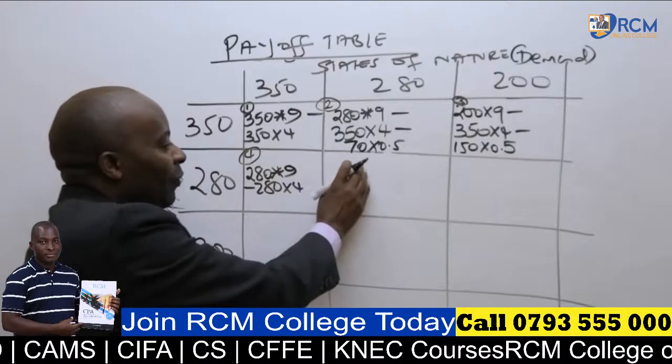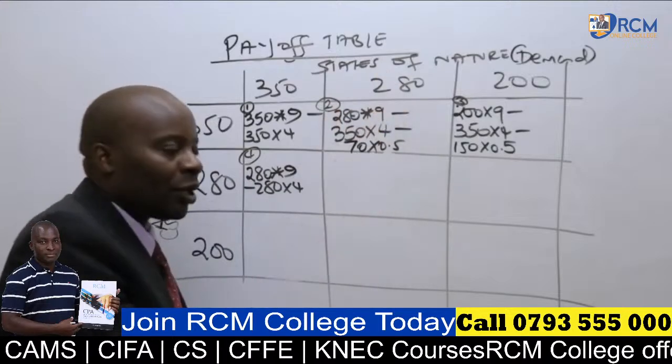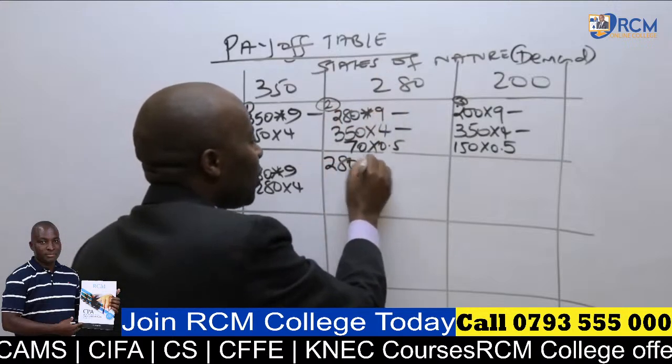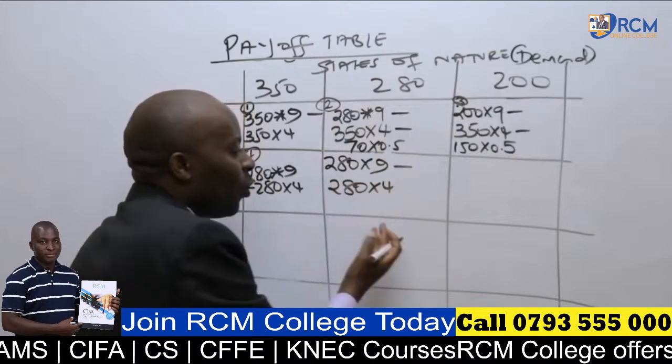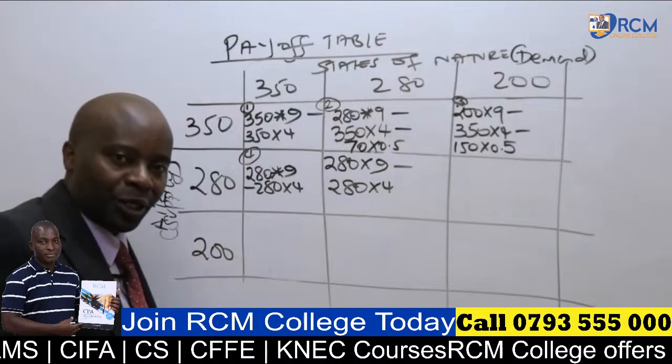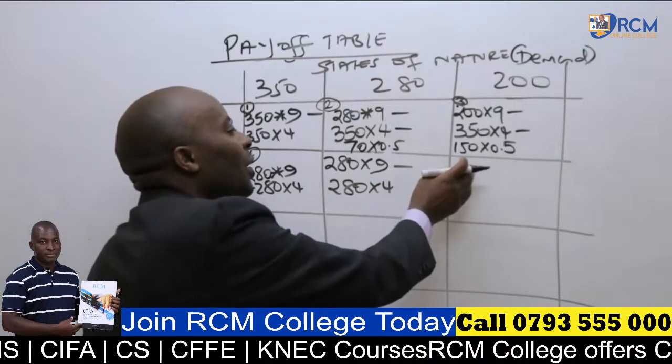Here, this is a perfect match scenario. We produce 280 and 280 are demanded. So we shall be able to sell 280 exactly times 9 minus 280 again times 4, the cost of producing, the cost of supply. Come here, ladies and gentlemen, this is very interesting.